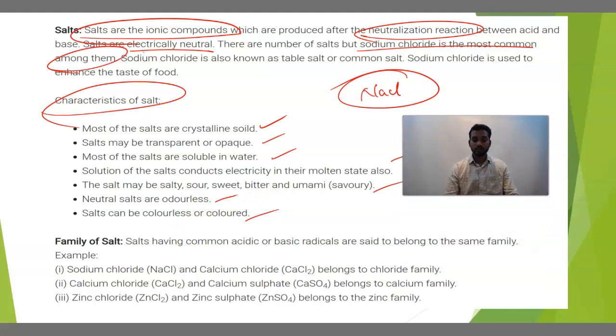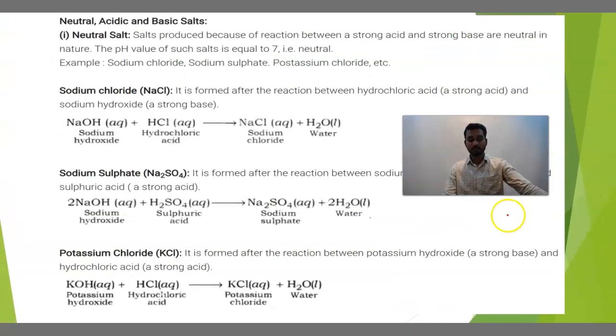Family of salts. Common acidic or basic radicals are said to be of the same family. For example, sodium chloride and calcium chloride belong to the chloride family. CaCl2, that is calcium chloride, and calcium sulfate belong to the calcium family. Zinc chloride and zinc sulfate belong to the zinc family. So these belong to the same family of salts.